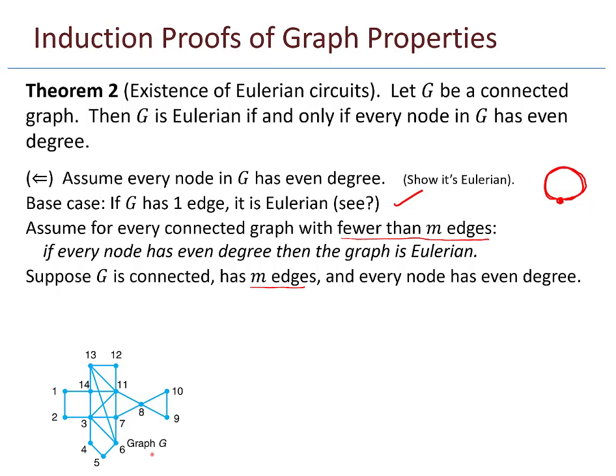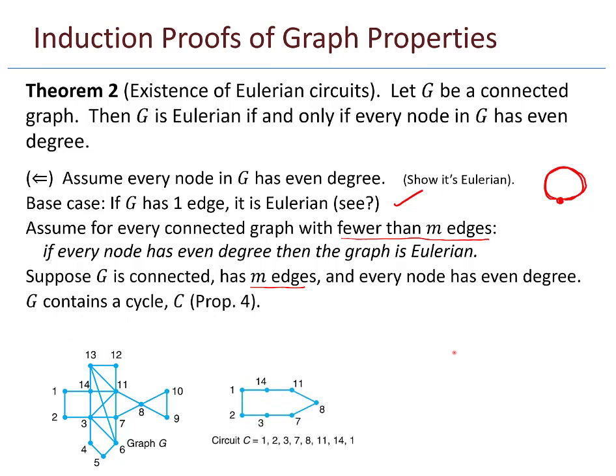Consider this graph G. It has m edges, and every vertex has even degree. Well, I know that G contains a cycle C. And so maybe I will identify it, bring it out here. There's cycle C. If I see it in the graph itself, it looks something like this. But any cycle will do. I just identify some cycle in the graph.